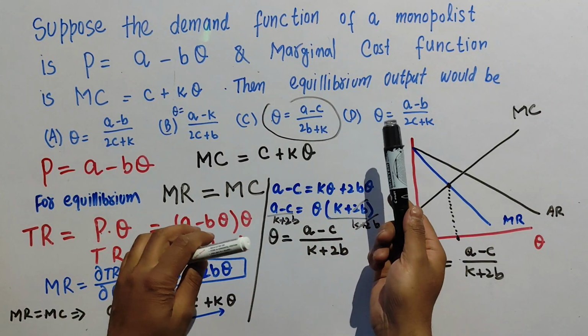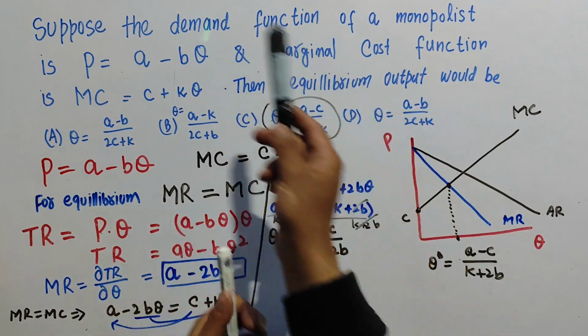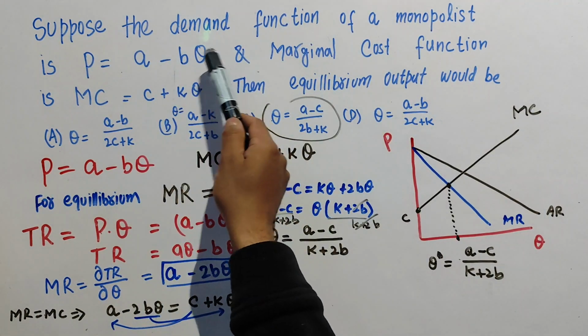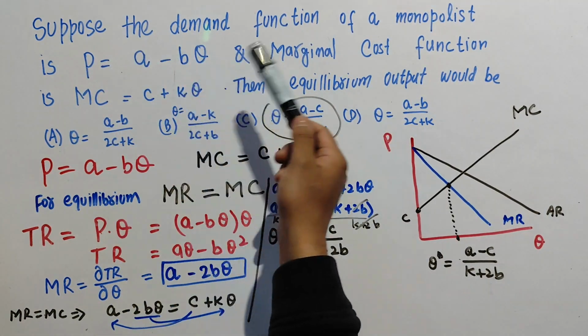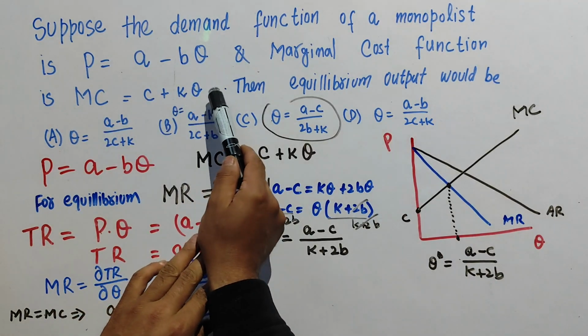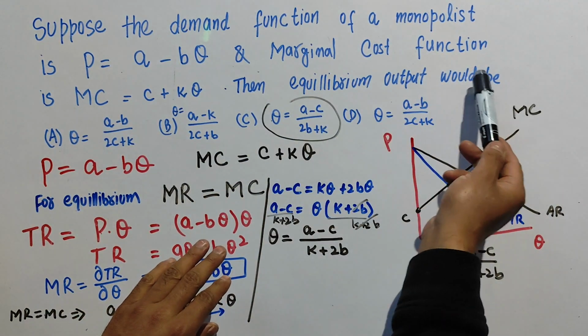How to calculate the equilibrium output in case of monopoly? The question was, suppose the demand function of the monopolist is P = A − BQ. P is the price, Q denotes the output, and the marginal cost function was given as MC = C + KQ. We have to find out the equilibrium level of output.